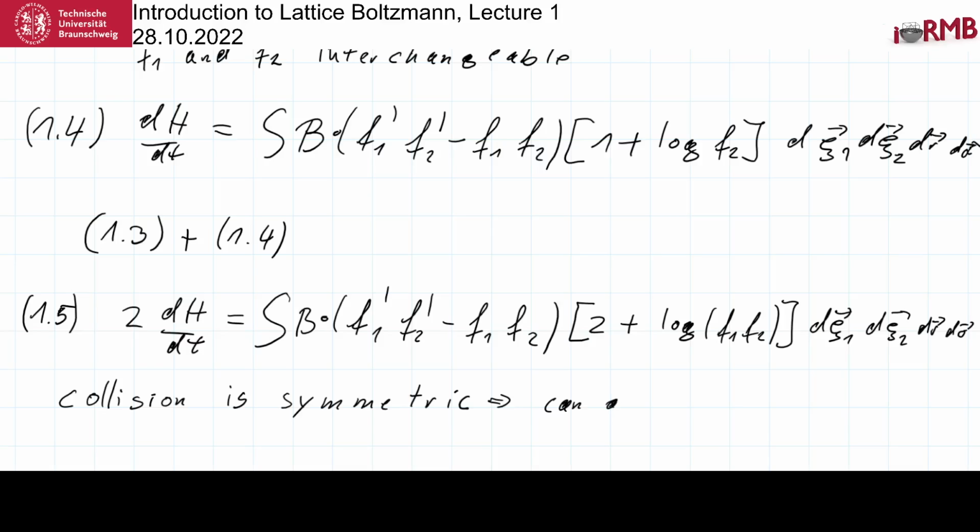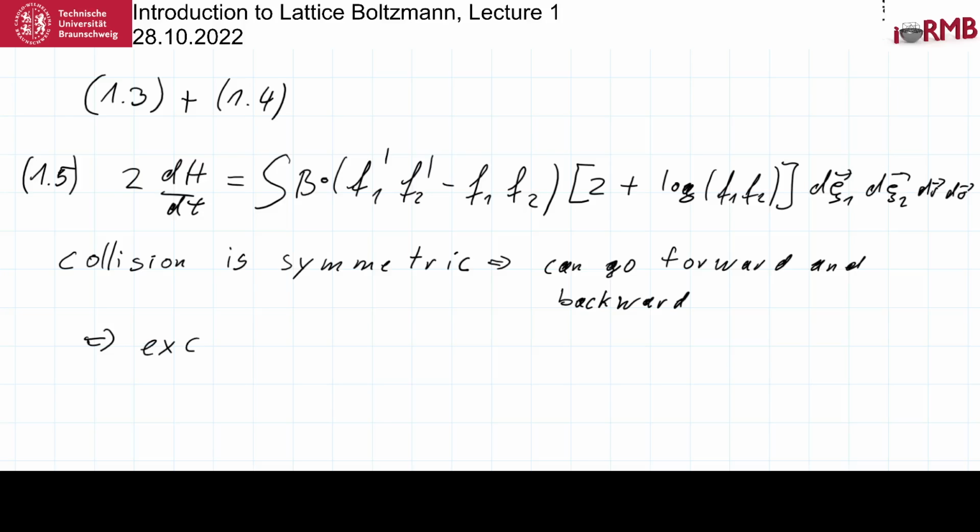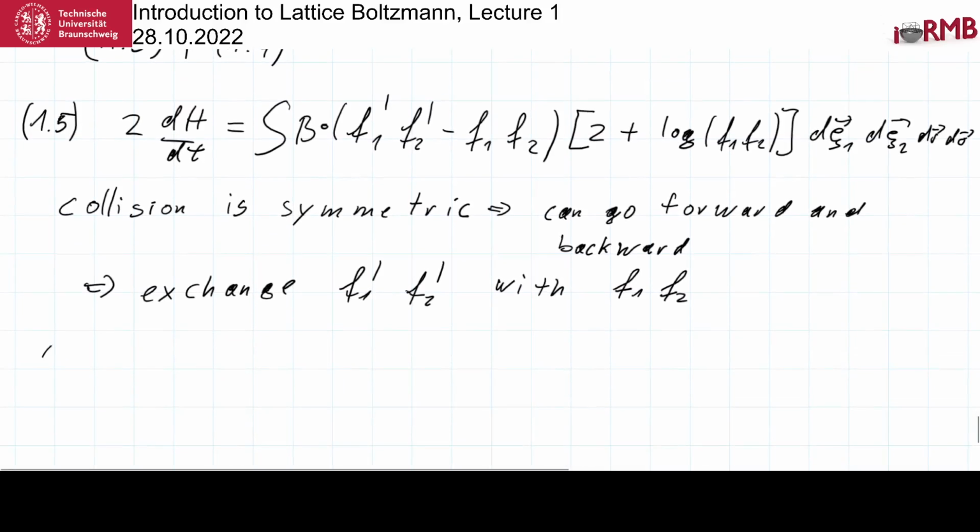It can go forward and backward. Which means we can exchange F1, F2 dash after collision with F1, F2 before collision. So we get another equation, 1.6, which is the same just with the guys exchanged. So again, twice.